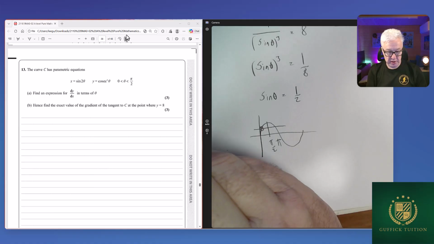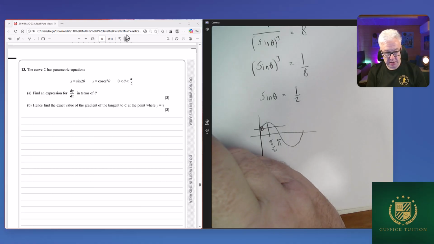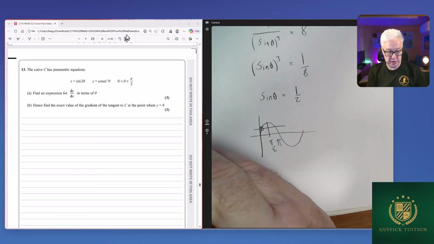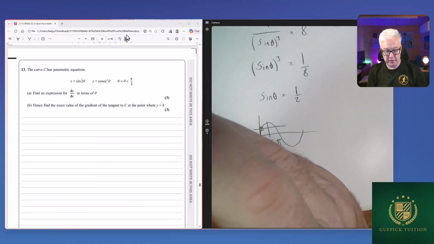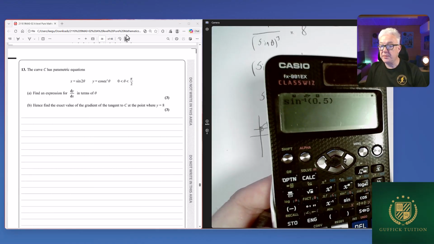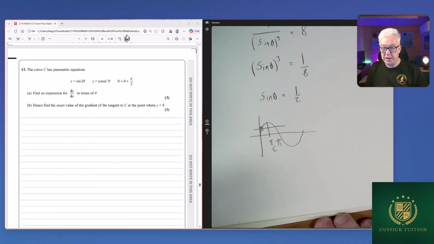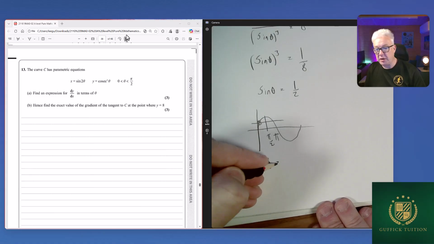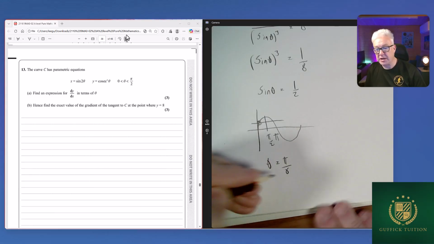And if I do inverse, make sure my calculator is in radian mode, angle unit radians, inverse sine of 0.5 gives me pi over 6. So therefore the corresponding theta value is that theta is pi over 6.